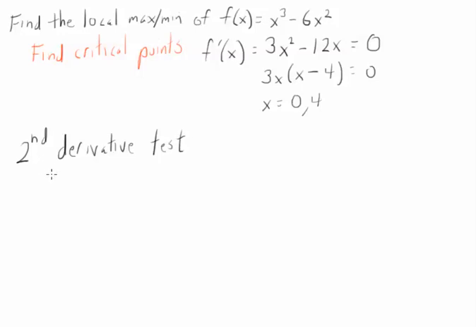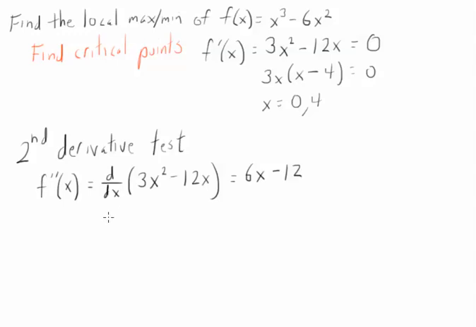Now with the second derivative test, of course, what we need is the second derivative. So we've got the first derivative up here. We need the second derivative. That will give us 6x minus 12. Now, when you're using the second derivative test, what you're doing is plugging your critical points into the second derivative. So let's go with x equals 0.